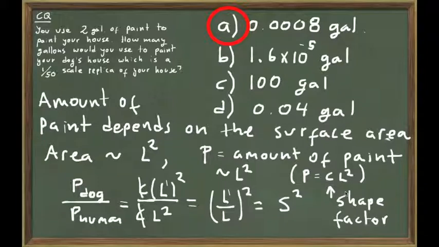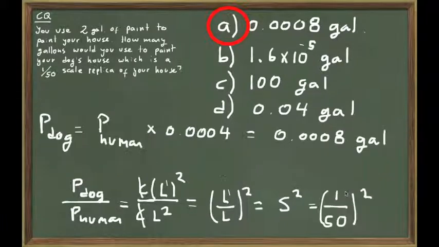That's the answer for the problem. You have to take the scale factor and square it. So the amount of paint for the dog house will be the amount of paint for the human house multiplied by S squared. And that gives you 0.0008 gallons. Okay, so not linear, but square.